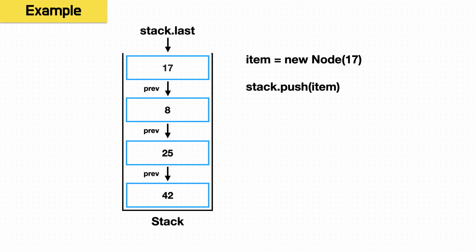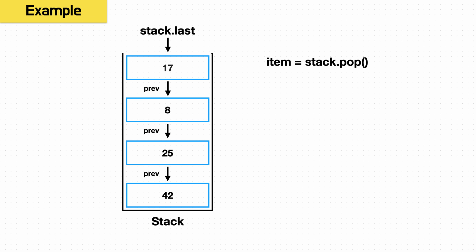If we want to add a new item to the stack, we call the stack.push method. Here, we set an item to a linked list node with the value of 17. We call stack.push to add it to the stack. And now we update the stack's last pointer to point to this new top item, this new last item. Its pre-pointer now points to the item before it, which was the last item before we added this new one.